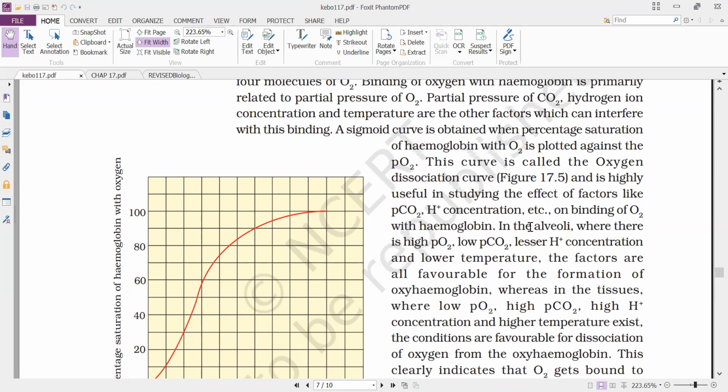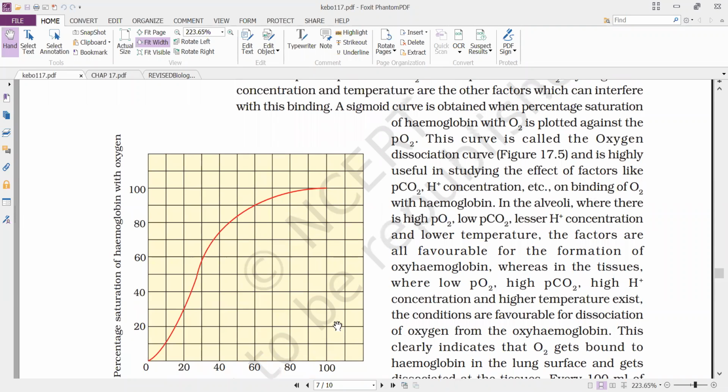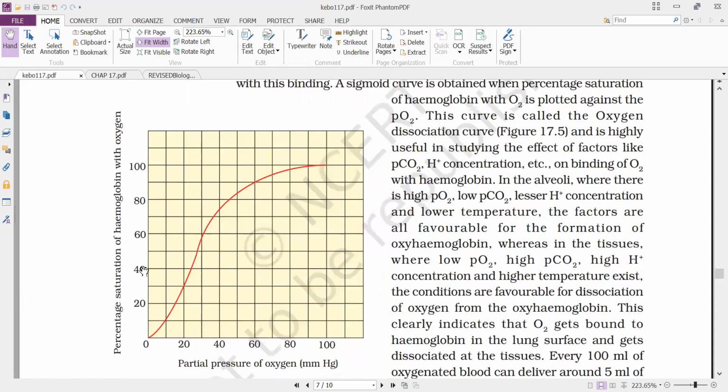On the binding of oxygen with hemoglobin, we can observe very clearly the curve here, which shows the binding of oxygen with hemoglobin with the increase in the partial pressure of oxygen, the saturation.